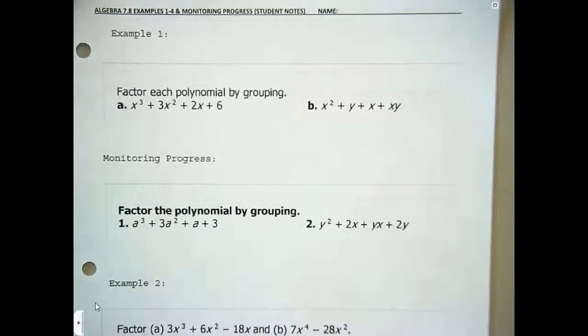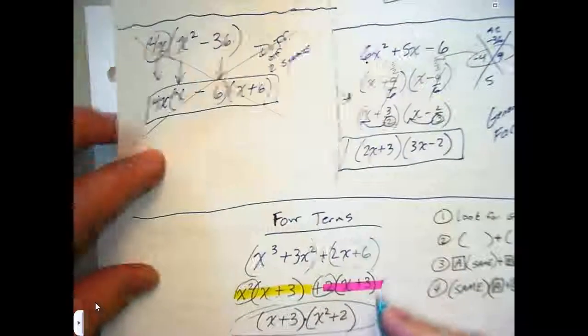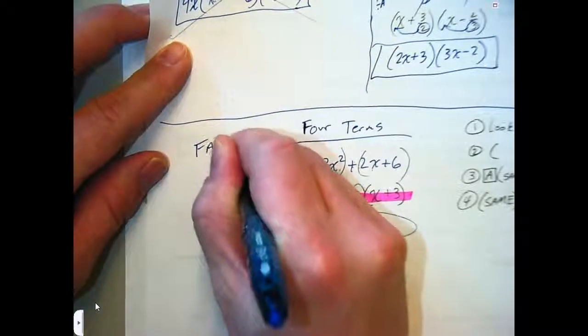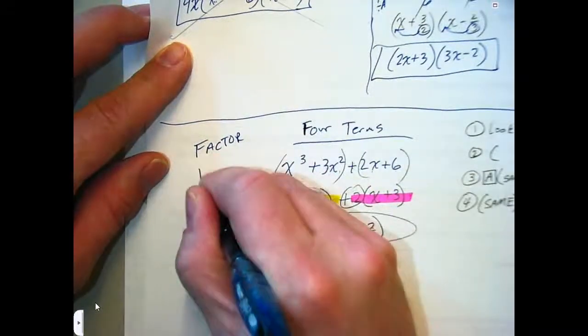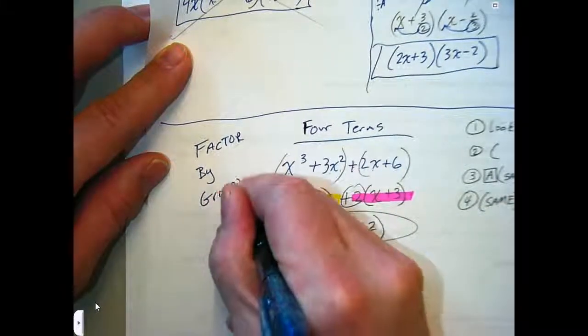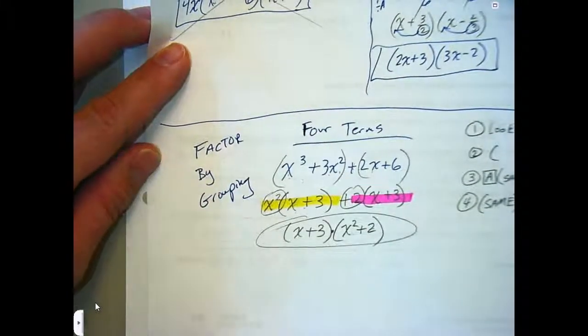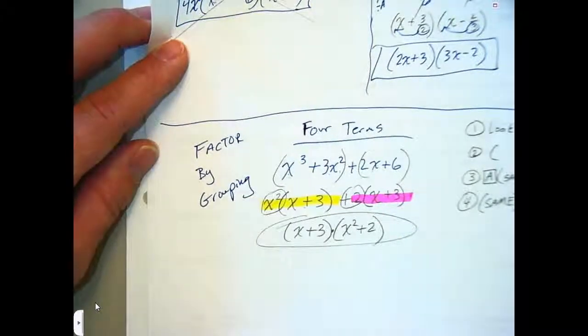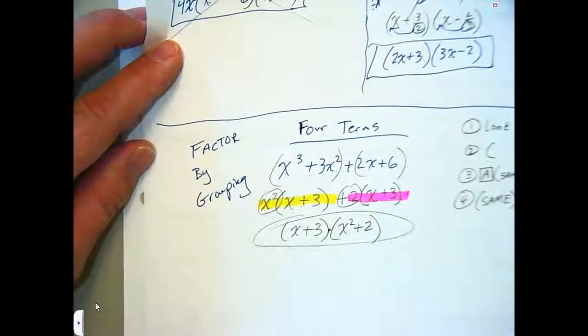Okay, hey guys, I don't think I actually named this word. This is called factor by grouping. That's why the directions say use factor by grouping, but that's the actual title for that. Factor by grouping. Okay, so we made our groups. That's why they call it that.